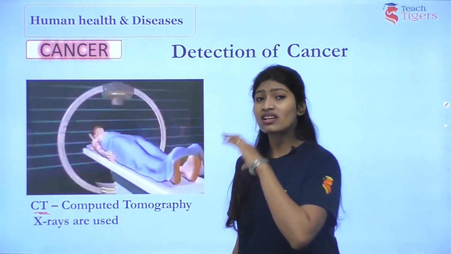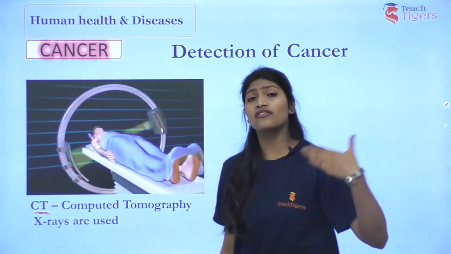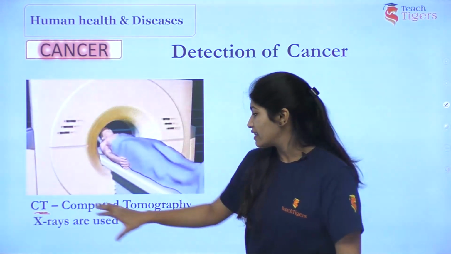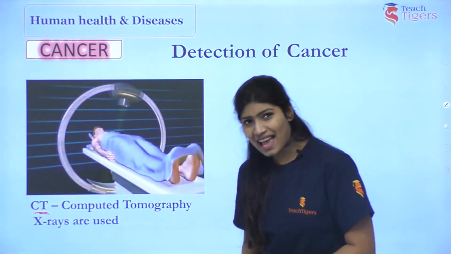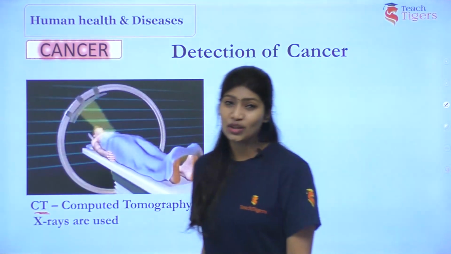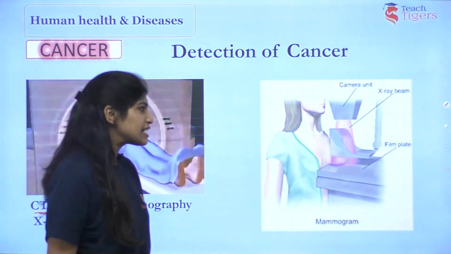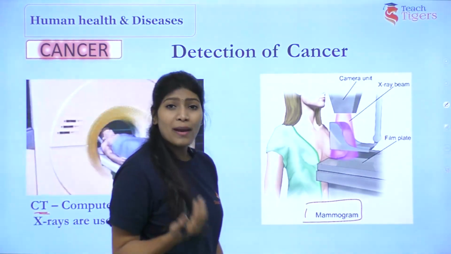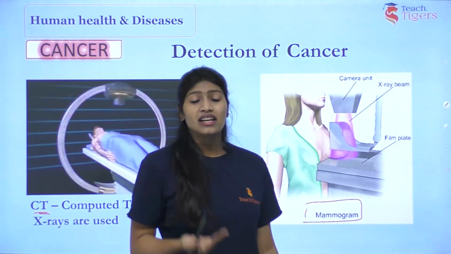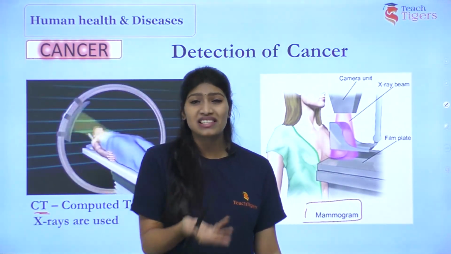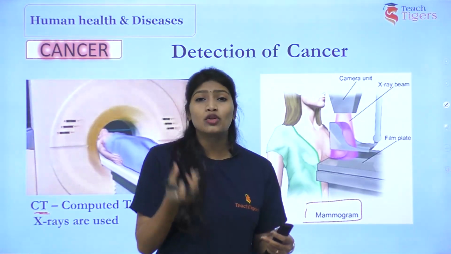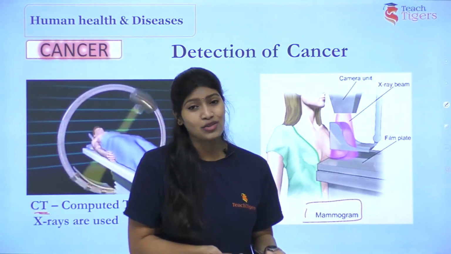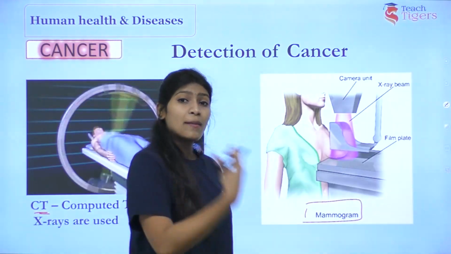So this detection of cancerous cells, or detection of any disease, is the computed tomography scan, where X-rays are used. The next one is mammogram. Mammogram, for the mammary glands, is used if a female is suspected to have breast cancer or there is some tumor-type appearance in the breast region. She can go for a mammogram.